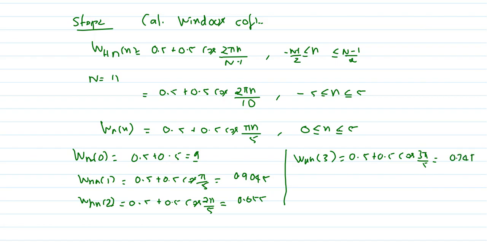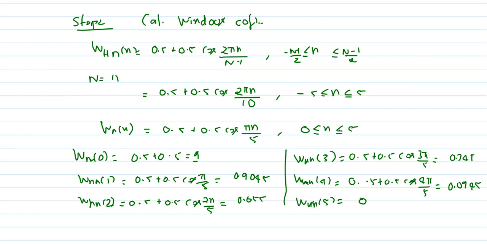0.345. Okay, so WHN of 4, it is 0.5 plus 0.5 cos 4 pi by 5. If you solve for it, you'll be getting 0.0945. And the last part, WHN of 5 is equal to cos 5 pi by 5, it's 0.5 minus 0.5, it is 0. Okay, so now we have got the Windows coefficients.